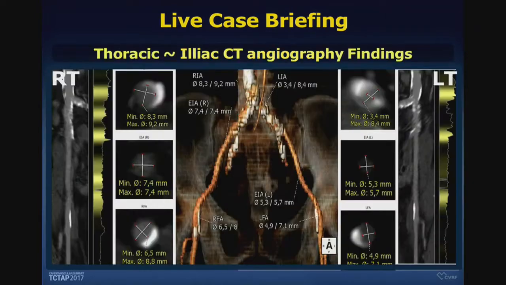Next. This is the peripheral CT angiogram. The iliac artery and femoral artery are sufficient for the transfemoral approach. However, in the left EIA there is severe calcification, so we are going to deliver the TAVI device by the right femoral. Next.